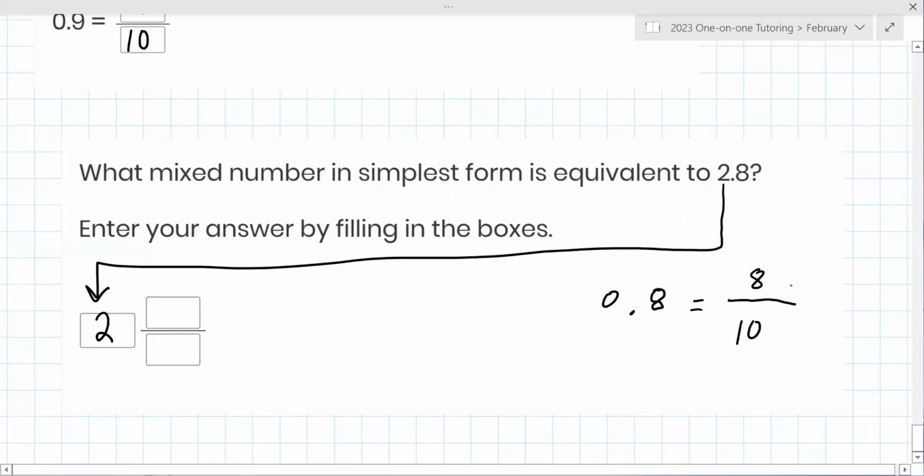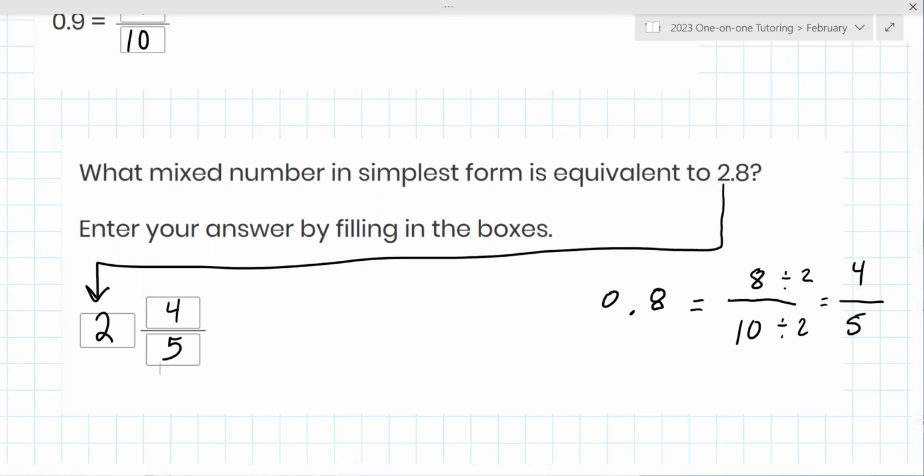Okay, and does it reduce? Yeah. 4 over 10. 4 over 5. Oh, okay. Okay, good. Any questions on that? Not really. Okay, let's try another one here.